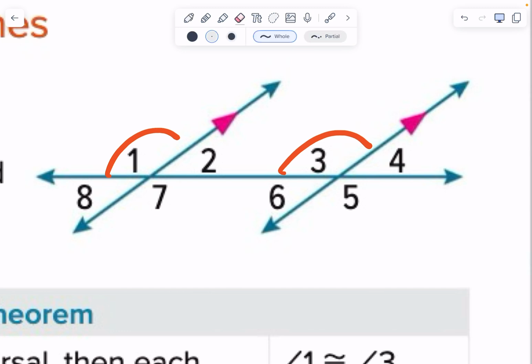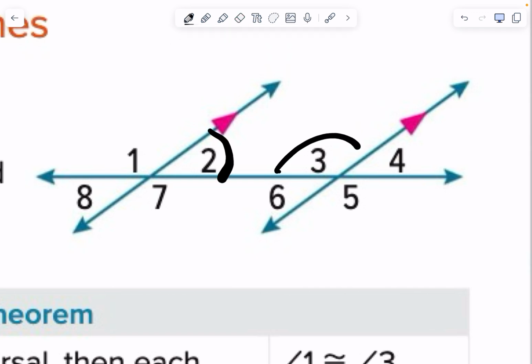Okay. What about this one? Let's do this one. What about 2 and 3? Are they going to be the same? They're not a linear pair because they're not living on a straight line, but they are consecutive, supplementary, is what you wanted to say, right? Supplementary means they're going to add up to be, so what? 180, right?